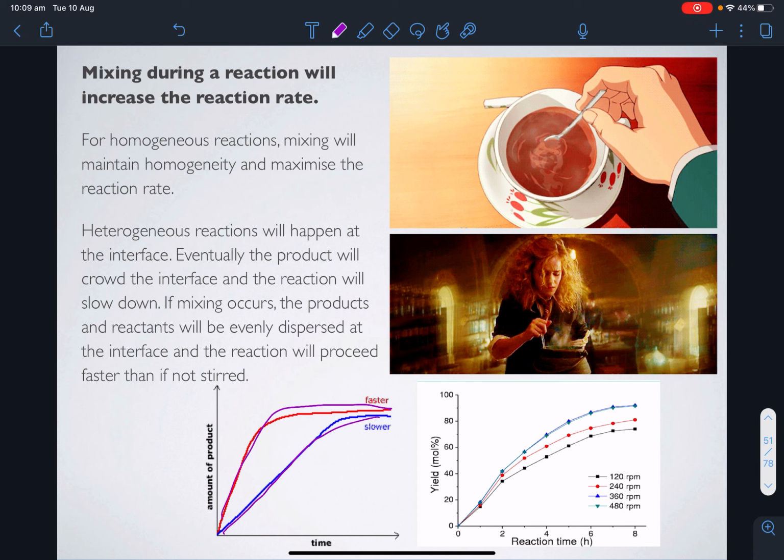And here you can see I pulled a graph of some kind of yield, how much product you're getting, at different mixing revolutions per minute. You can see there's a relationship. As you increase the revolutions per minute, you increase the amount of yield in the amount of time.